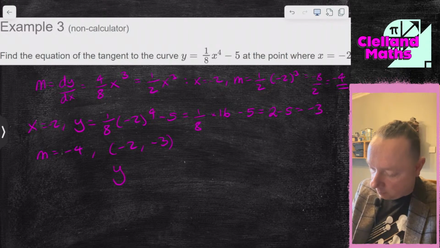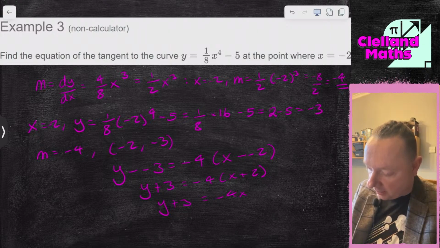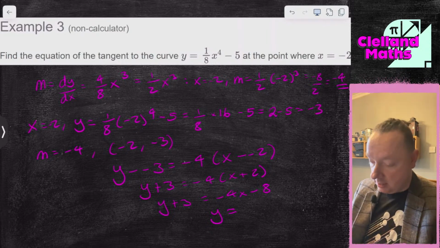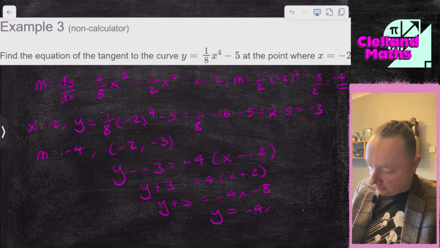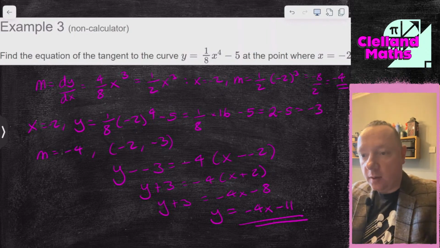So y minus b, minus minus 3, equals m(x minus a), minus minus 2. So y plus 3 then, minus 4(x plus 2), minus minus is plus. y plus 3 equals minus 4x, expanding the bracket, minus 8. So finally y equals minus 4x, and then minus 8, take away 3 is minus 11. And we're done there.